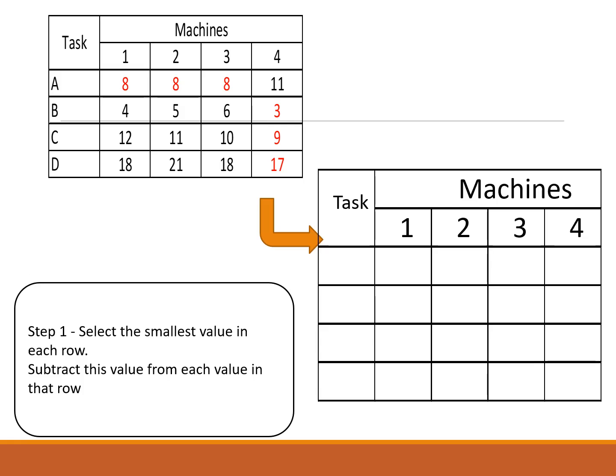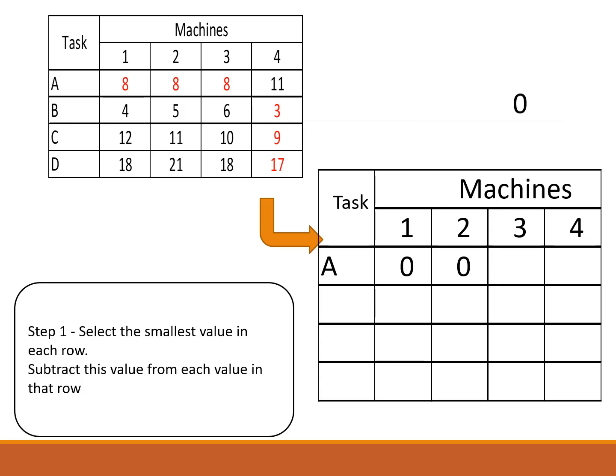Our step 1 is row subtraction, in which we need to identify the smallest element in each row and subtract it from each value in that particular row. See, in task A the minimum value is 8. In task B, the minimum value is 3. In task C, the minimum value is 9. In task D, the minimum value is 17. So apply it. Task A, 8 minus 8, 0.